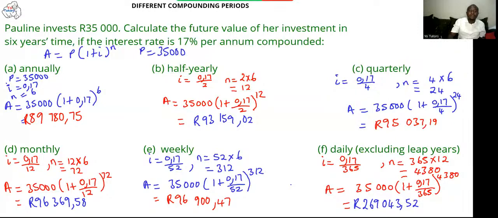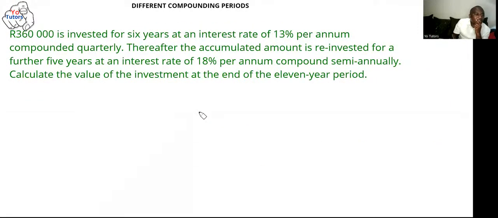Okay, let's go on to our next slide there. Now what we have here is an investment. 360,000 is invested for 6 years at an interest rate of 13% per annum, compounded quarterly. Thereafter, the accumulated amount is reinvested for a further 5 years at an interest rate of 18% per annum, compounded semi-annually. Calculate the value of the investment at the end of the 11-year period. Now, I think we've done this in our previous lecture. We now know what we do. We split this. So how do we split? We have our timeline.